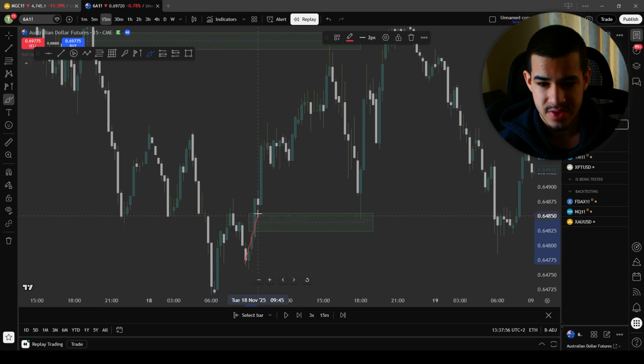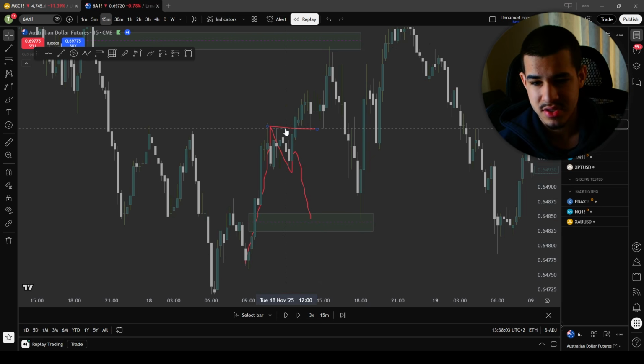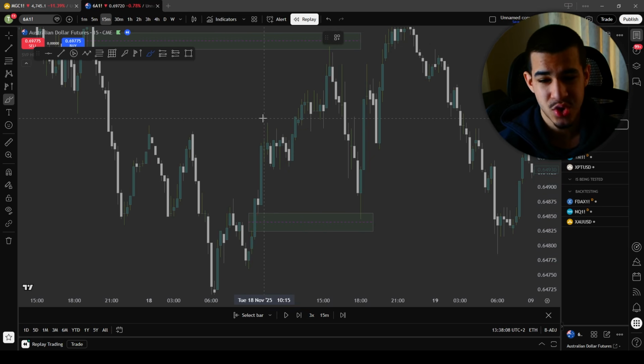If it used to do something like this, and then make this, and then fail to break the high, I would not take the trade because it doesn't confirm the trend. All right, this is extremely important. If you do not see this, it means it is completely invalid.